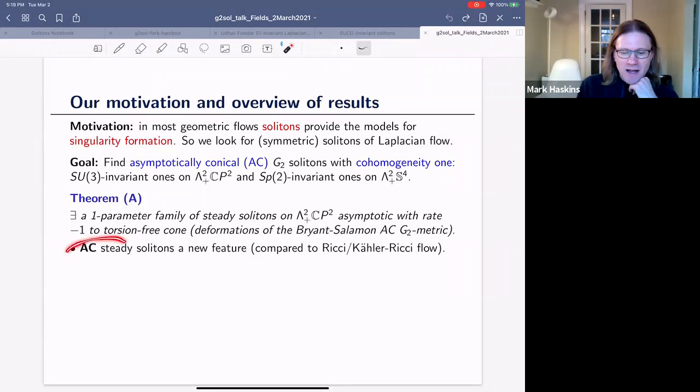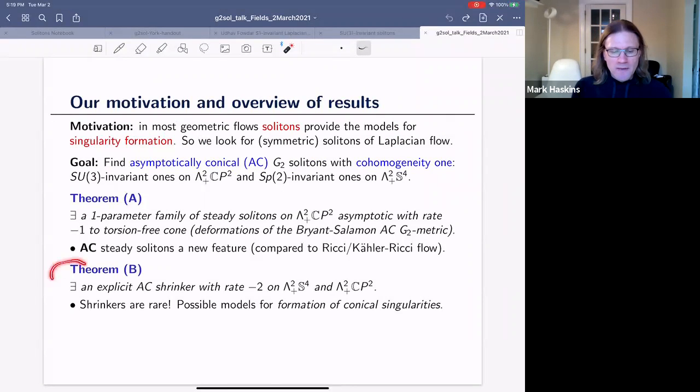So the fact that there are AC steady solitons that deform away from a torsion-free one is, I think, an interesting feature of the Laplacian flow that makes it look a bit different from Ricci and Kähler-Ricci flow.